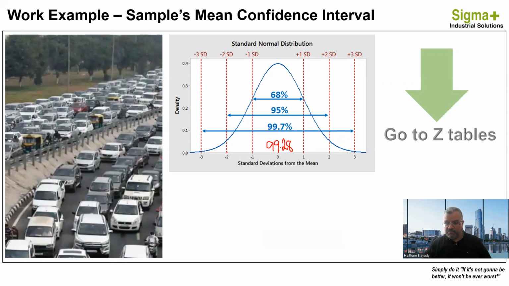I want to know what my margin of error is. So my 95% is the area under the curve within approximately 2 standard deviations, right? So this area is my area of interest.